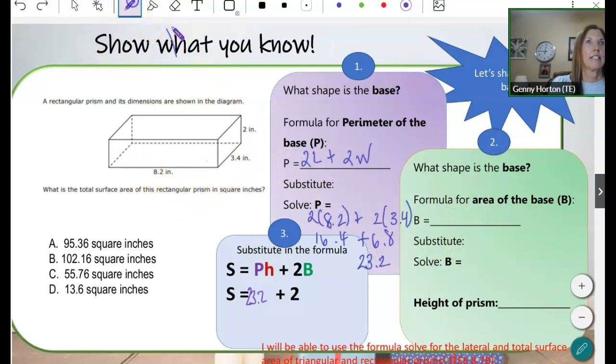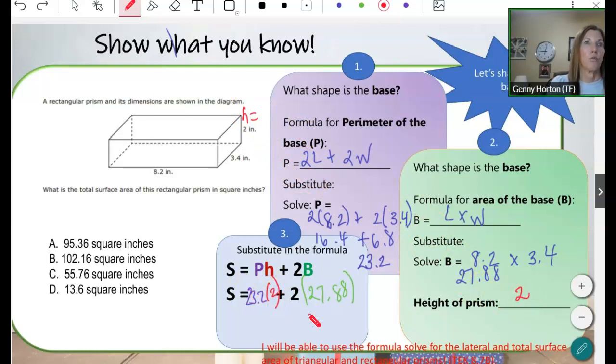It's a rectangle again, so we're going to do the length times the width. So the length is 8.2 and width is 3.4. So let's multiply that together. I'm using a calculator. You use your calculator. 8.2 times 3.4 is equal to 27.88. So 27.88 is B. So we're going to put that here. And then our height of the prism is the 2. This is our height. So we're going to plug that in here.